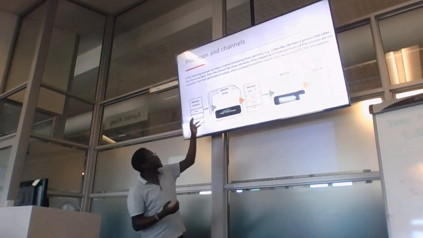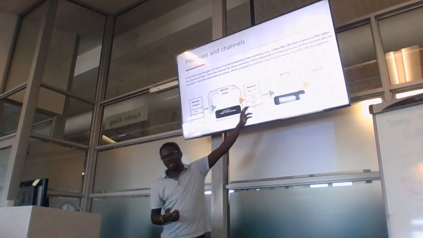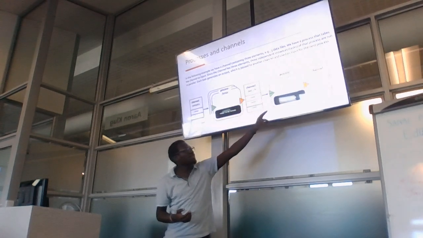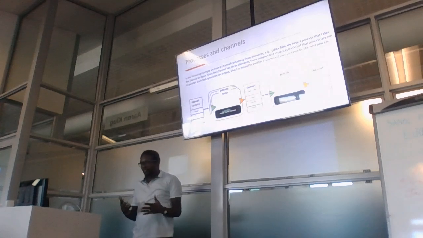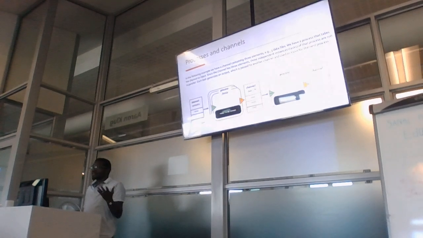So this is the input channel, this is going to be your output channel, and you can take this channel to another process or another task which will perform a different process that you want. And finally, you can also have another output channel. So processes are the tasks, and channels are how you manipulate the flow of data through those processes.